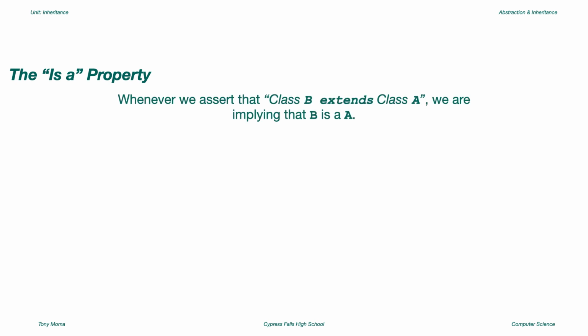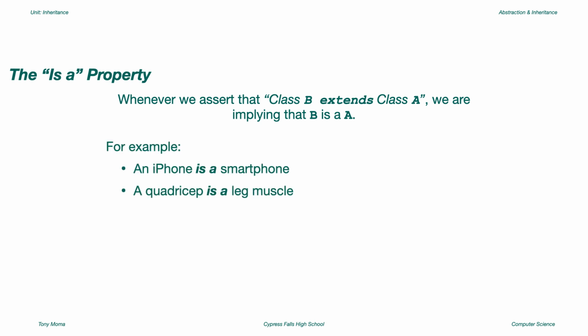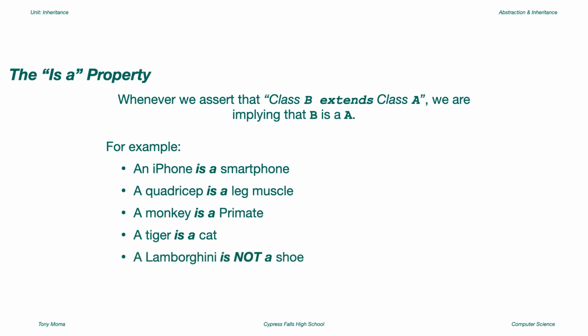The is_a property. Just as there is a correct way to use the extends keyword, there's also an incorrect way of using the extends keyword. Whenever we assert that class B extends class A, we are implying that B is an A. For example, an iPhone is a smartphone. A quadricep is a leg muscle. A monkey is a primate. A tiger is a cat. A Lamborghini is not a shoe.